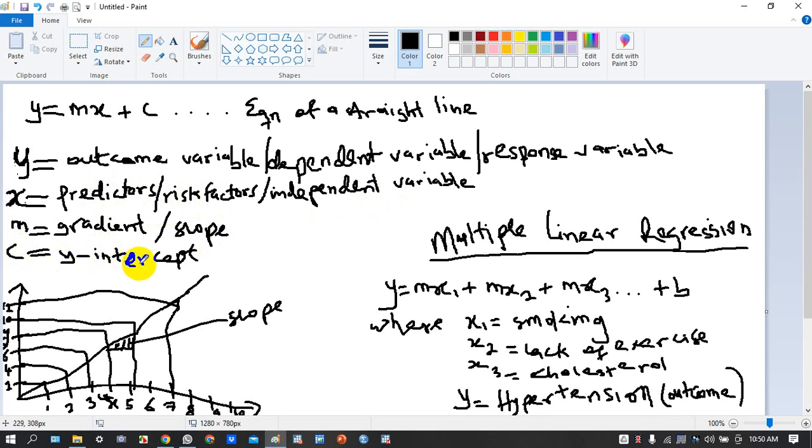C is the y-intercept. That's the portion of the graph which passes through the y-axis. That's the y-intercept. Okay? So if you have multiple linear regression, we want to establish causation or causal inference.